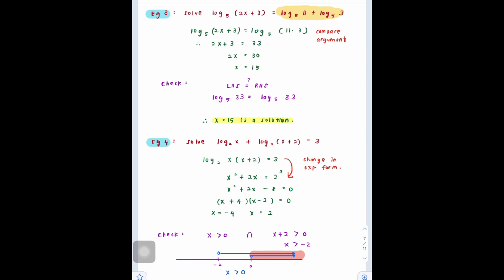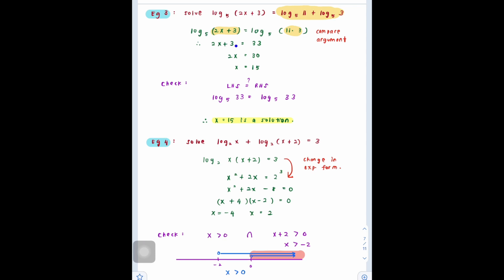Okay, so right now you have one log on the left side and one log on the right side. So just compare the arguments. You are using case number 2, where you have logs on both sides. So just compare the arguments. The argument here is 2x plus 3 and also 11 times 3.